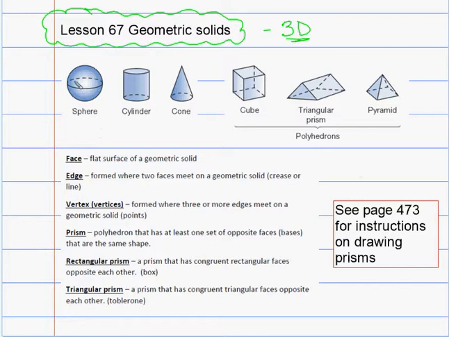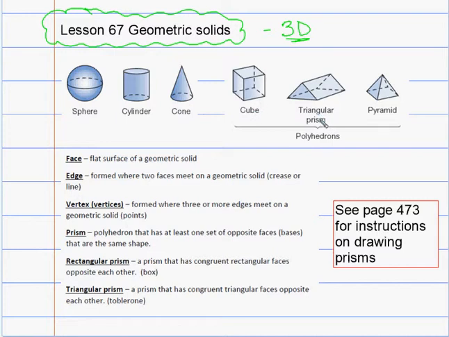So let's see, a sphere and a cylinder and a cone. A sphere would be like a basketball. A cylinder is like a can, a soup can. It has a circle for a base. A cone has a circle for the base and is pointed.